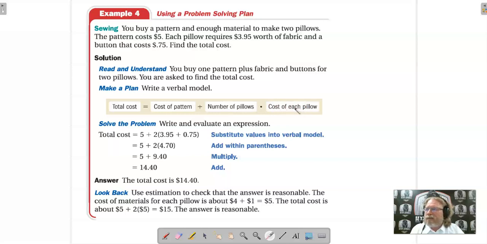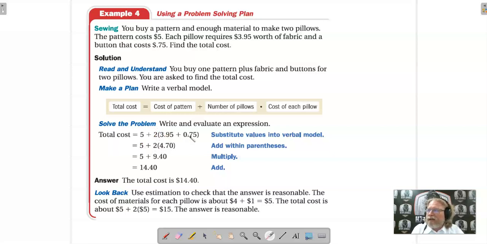So the cost of each pillow, if we put that into an expression, then we end up with the cost of each pillow is, well, the cost of the fabric, $3.95, plus the cost of each button. We're going to multiply that total by 2, because that's the number of pillows that we're making. But we also have to add 5. That is the cost of the pattern that we got in the first place.